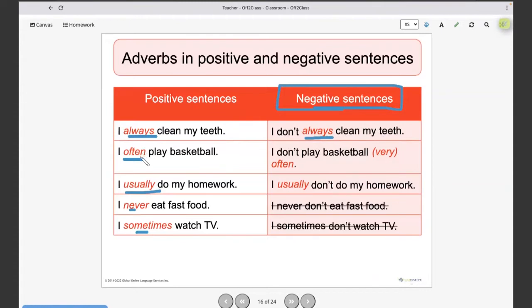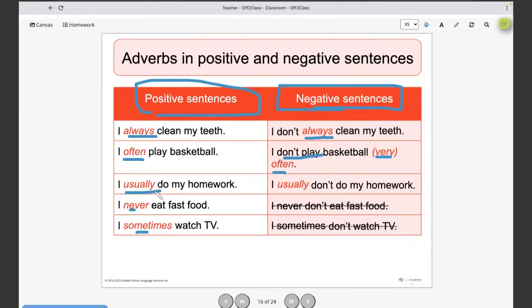Now, with respect to often, if you can see here in the positive sentences, I used to say, I often play basketball, always before the verb. Whereas here, I don't put often before the verb, I put it at the end. I might say, I don't play basketball often, or I don't play basketball very often. Very often. This is only if I have it in the negative. If it's positive, I say it before the verb. So I say, I often play basketball, or I don't play basketball very often. I don't try new things very often. So whenever you use the negative sentence, you put often at the end, or you say very often.